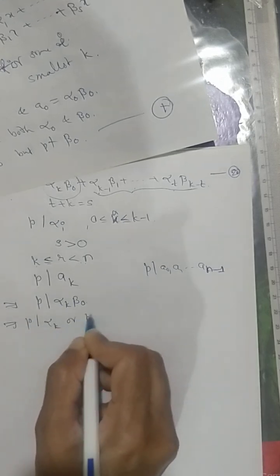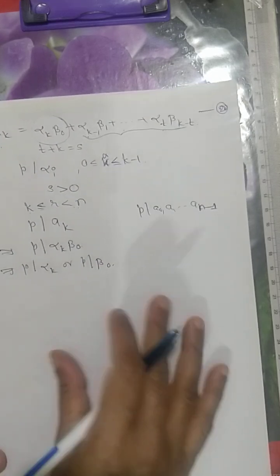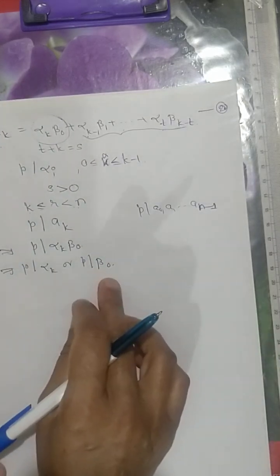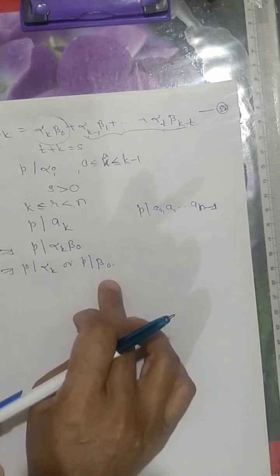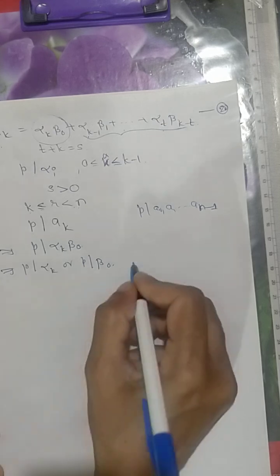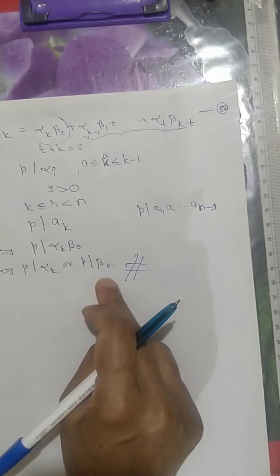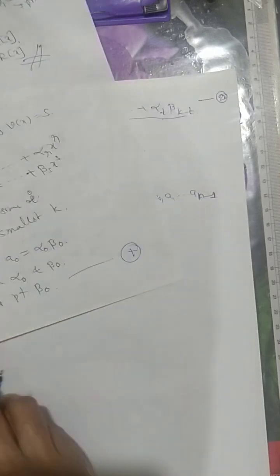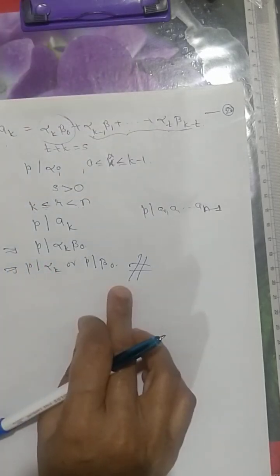Which implies that p divides alpha_k or p divides beta_0, because p is prime: it is an irreducible element in the unique factorization domain, so it is a prime element here. So p divides alpha_k or p divides beta_0, which is a contradiction to the fact that p doesn't divide alpha_k and p doesn't divide beta_0. So we have a contradiction here.